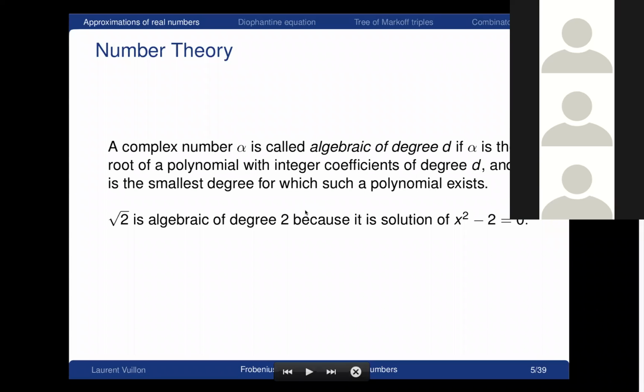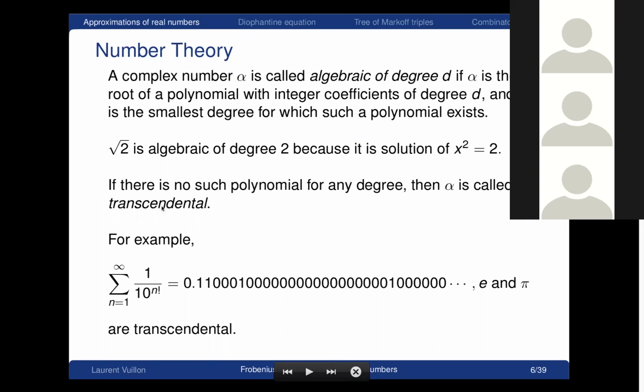And of course, in number theory, you can define a complex number alpha to be algebraic of degree d if alpha is the root of a polynomial with integer coefficients of degree d, and d is the smallest degree for which such a polynomial exists. So square root of 2 is algebraic, of course, of degree 2, because it is a solution of x squared minus 2 equals 0. And we are able to define transcendental numbers: if there is no such polynomial for any degree, then alpha is called transcendental.